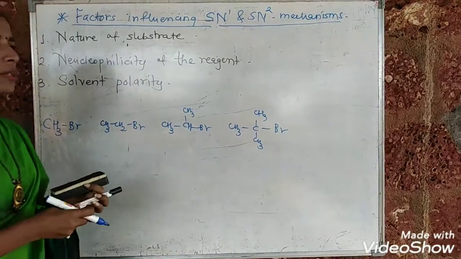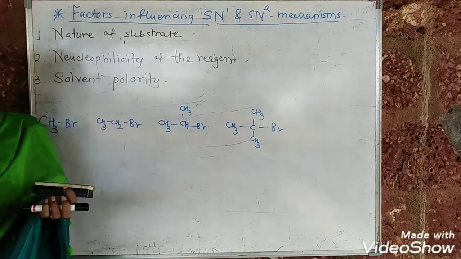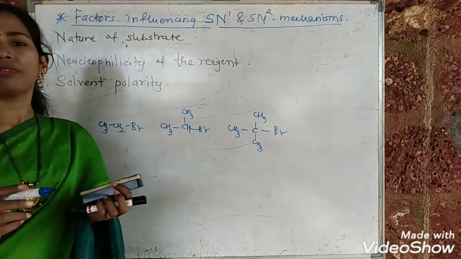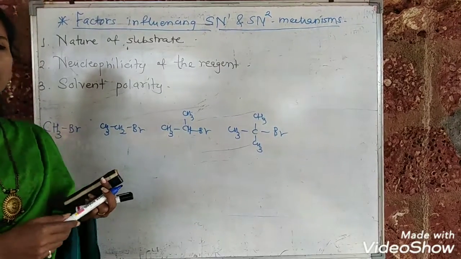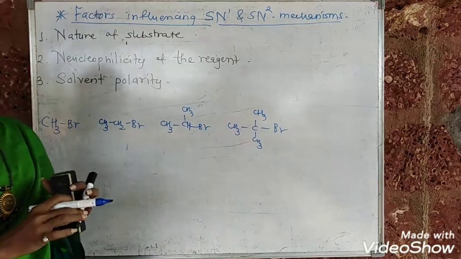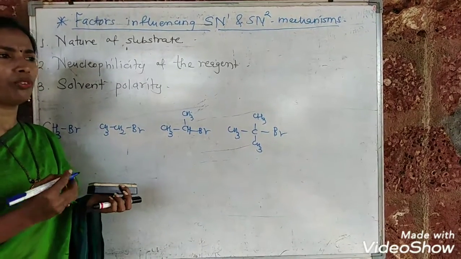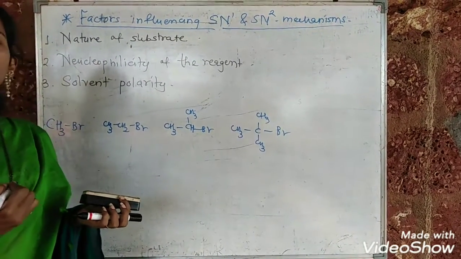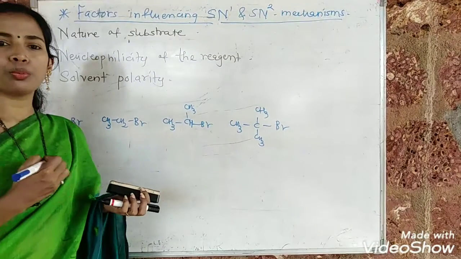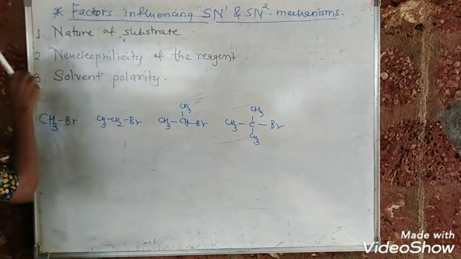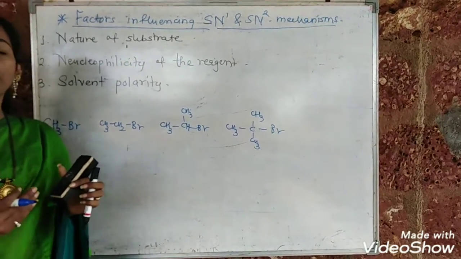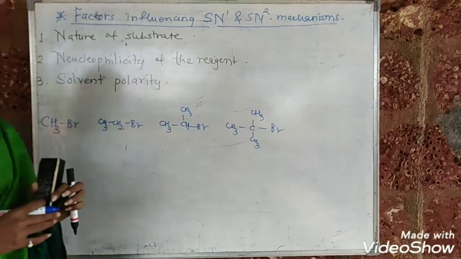So we know that the SN2 mechanism is favored by primary alkyl halides, so the substrate must be primary, and the SN1 mechanism favors tertiary alkyl halides, so the substrate is tertiary. Second is nucleophilicity of the reagent. A nucleophile is stronger when it easily donates its electron pair, so if its Lewis basicity is more, then the nucleophile is more active. Third factor is polarity of the solvent. A more polar solvent favors the SN1 mechanism. Now we will discuss them in detail.